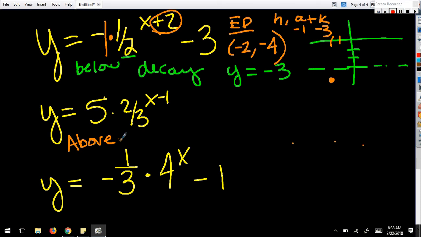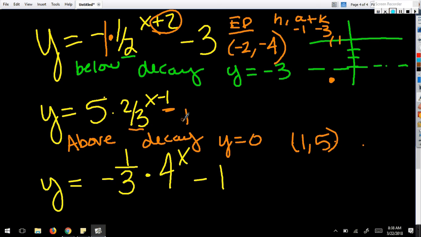Is it growth or decay? Why? Because 2/3 is less than 1. What is the equation of the asymptote? Y equals 0. What is an easy point on the graph? 1, 5. H is 1, K is 0 because it's not there, and A is 5.